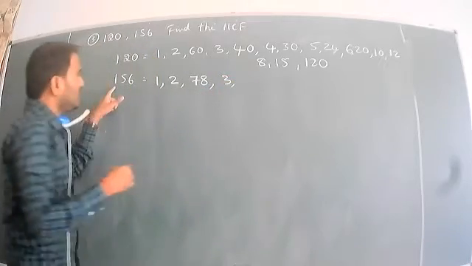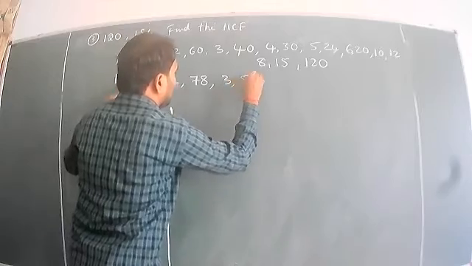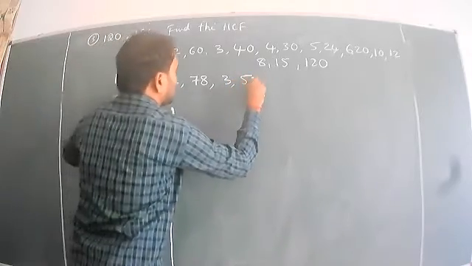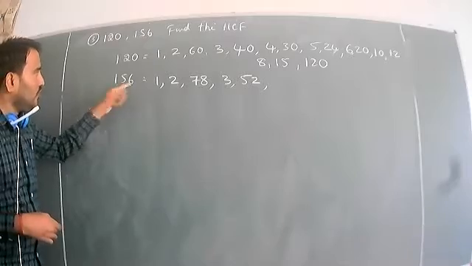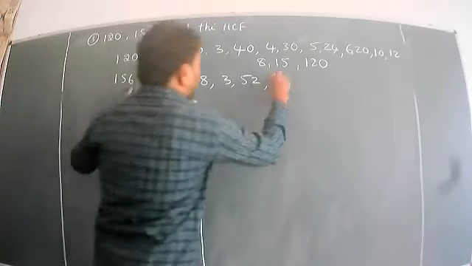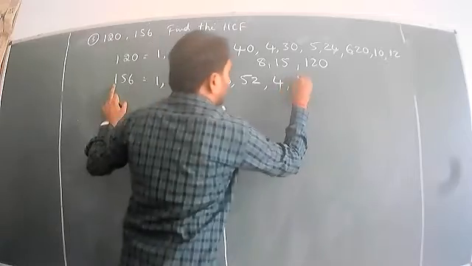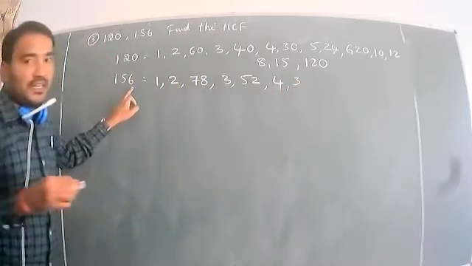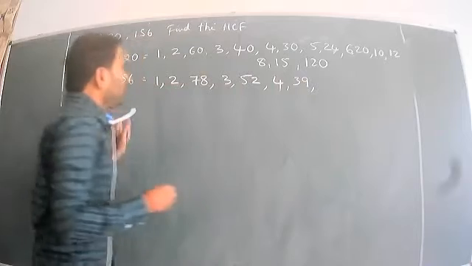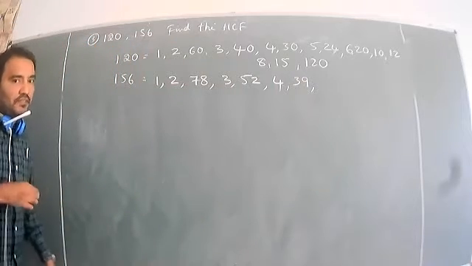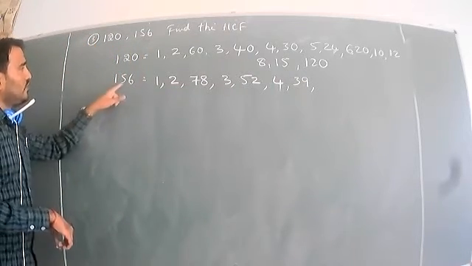3 times how much is 156? 3 fives are 15, 3 twos are 6, so 3 times 52 is 156. 4 can be divided. 4 threes are 12, 3 remaining 36, 4 nines are 36. Next 5 does not divide. 7 cannot be divided. 7 twos are 14, 7 cannot divide.